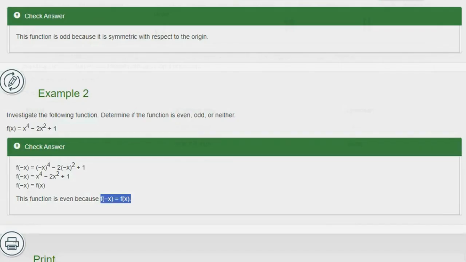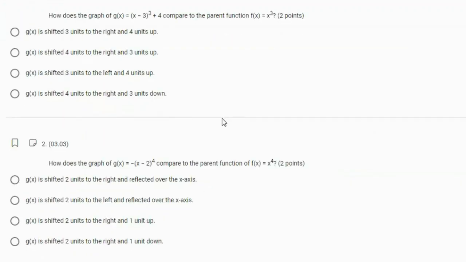Let's look at the assignment that goes with this first lesson. How does the graph of g of x equals x minus 3 to the third plus 4 compare to the parent function? Well, there's an x minus 3, so that moved it left and right. So it's negative, it moved it right. And the plus 4 moves it up. 3 units to the right, 4 units up.